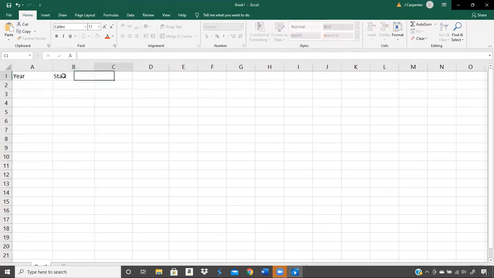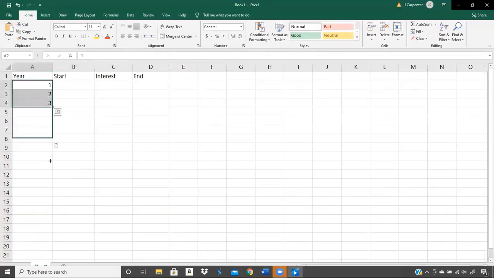Then we have our starting balance. Then we have our interest. We have our ending balance. Year one, year two, year three. You could type all 15 of these if you want, but if you just do two or three of these, you can highlight them all. Remember, highlight is click anywhere, drag, then let go. Then grab the fill handle and drag it down.